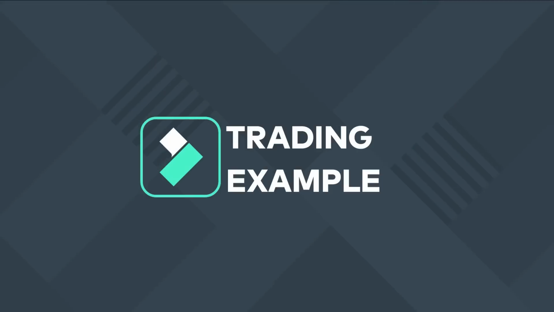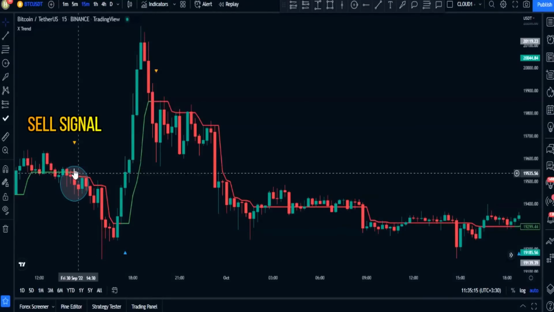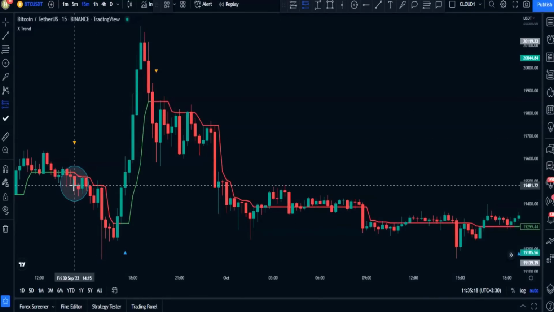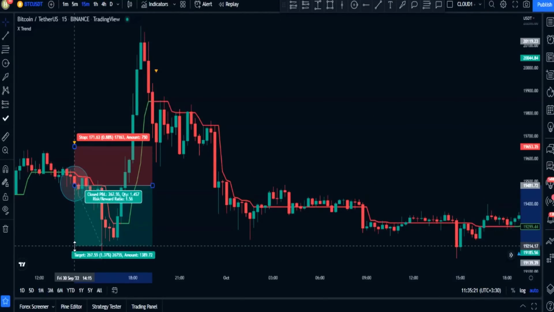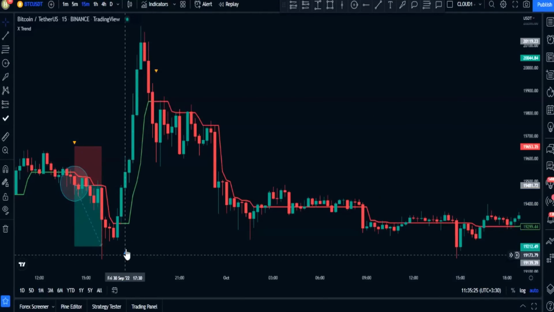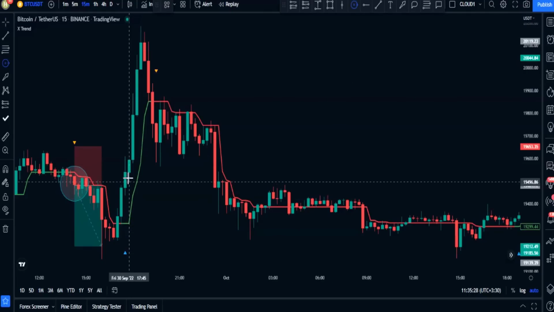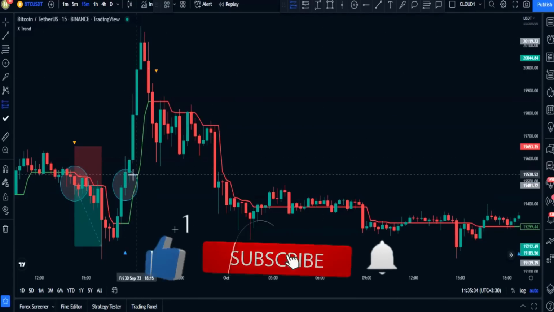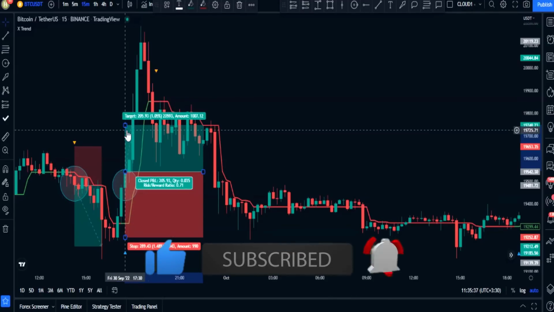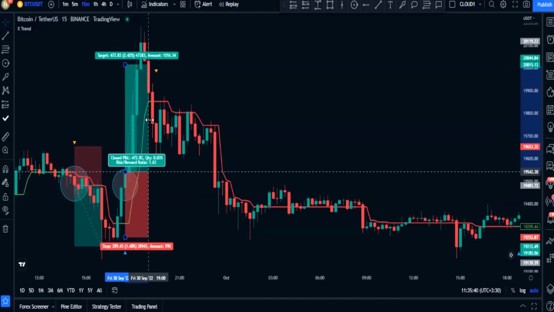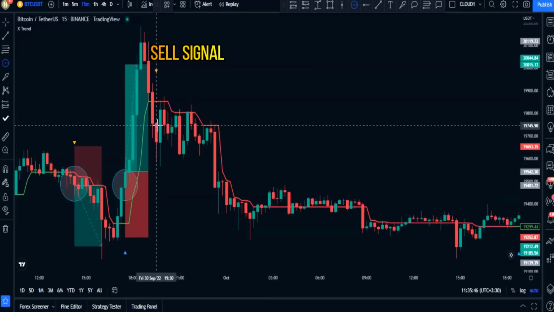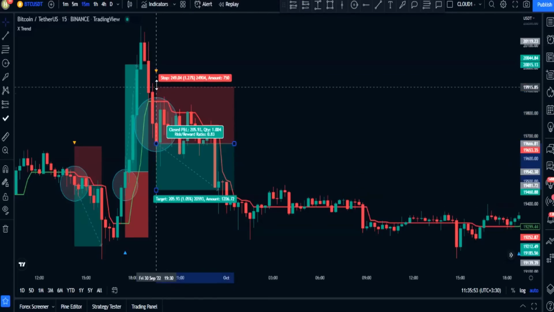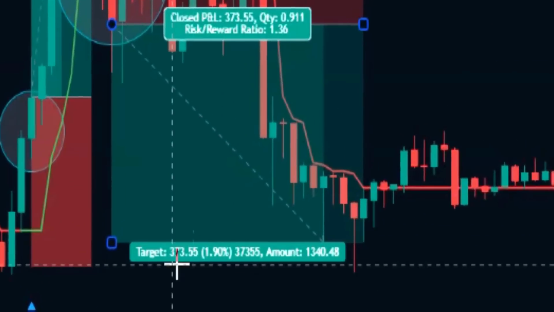Now let's see some other trading examples. This is a sell signal and the candlestick is below the X Trend indicator, so we can put a sell order at the close of the trigger candlestick. And this signal is a buy signal because the candlestick is above the X Trend indicator and the line is green. So we can put a buy order. And also this sell signal is a perfect sell signal, and see how profitable these trades are.